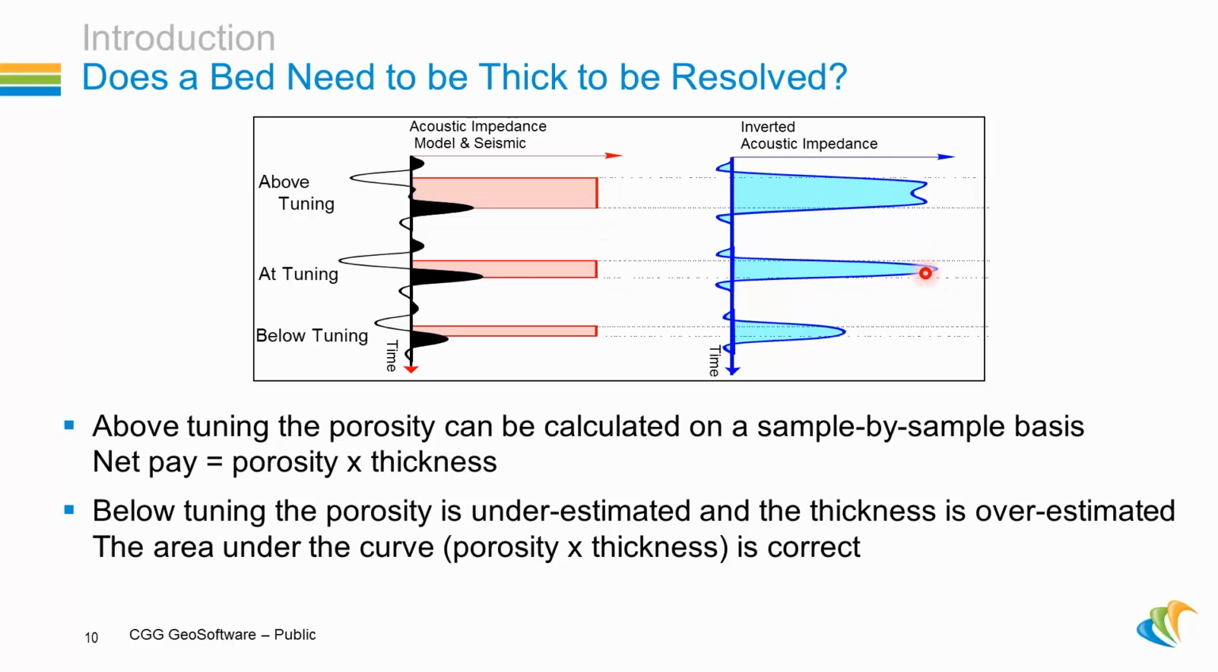For the thick layer, and for the tuning layer, we are still almost able to resolve it. You can see that the top and base of the layer are resolved, and almost the real property value of the layer has been resolved as well. But when it is beyond the tuning thickness, we are not able to get the property value correctly, and we are not able to get the thickness of the layer. But the area could be resolved. For example, if it is net pay, where you are estimating porosity multiplied by thickness, the area showing that can be resolved.